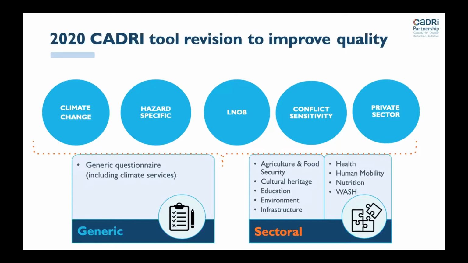What are the DRR capacities that we have? What do we need to improve? Where are we now? Where do we want to go, and what do we need to improve to get there? So far, we have what we call a generic questionnaire, which covers more general aspects of DRR, disaster risk reduction, disaster risk management, and we also have sectoral modules that have been developed together with our partners. They have been developed by the partners, basically agriculture and food security, culture and heritage, education, environment, infrastructure. So these are the modules that are going to be available in the tool.